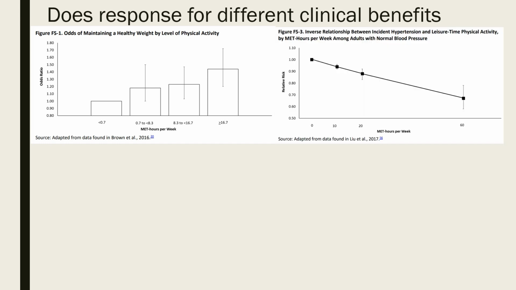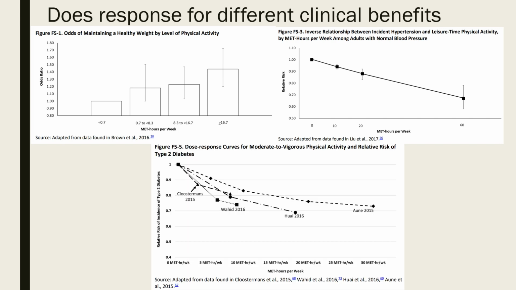Next, let's look at the incidence of hypertension in relation to leisure time physical activity. Here we see a perfect linear relationship with higher levels of PA associated with lower rates of hypertension. Now, consider the relationship between moderate to vigorous physical activity and the risk of type 2 diabetes. The relationship is curvilinear, meaning that increasing physical activity from low levels significantly reduces the risk of type 2 diabetes, but as PA levels rise, the reduction in risk becomes less pronounced.